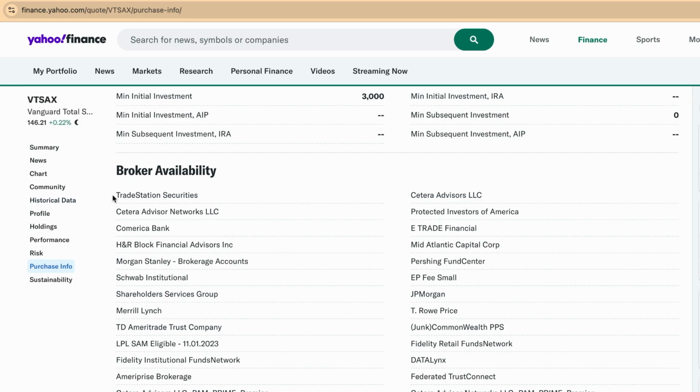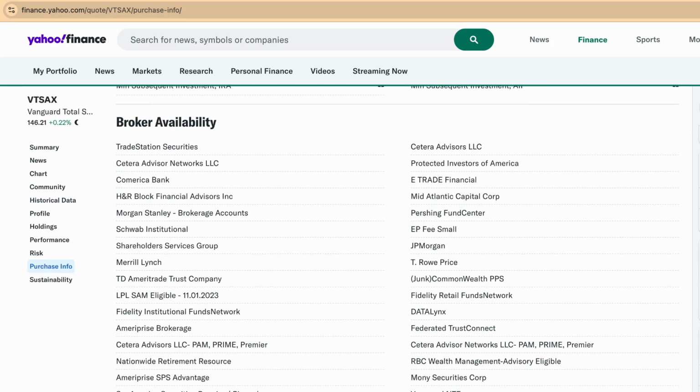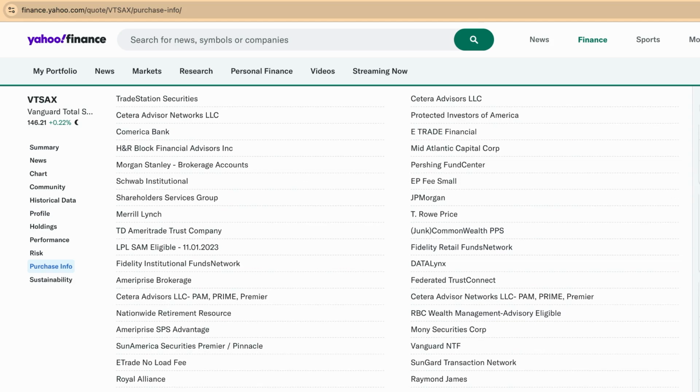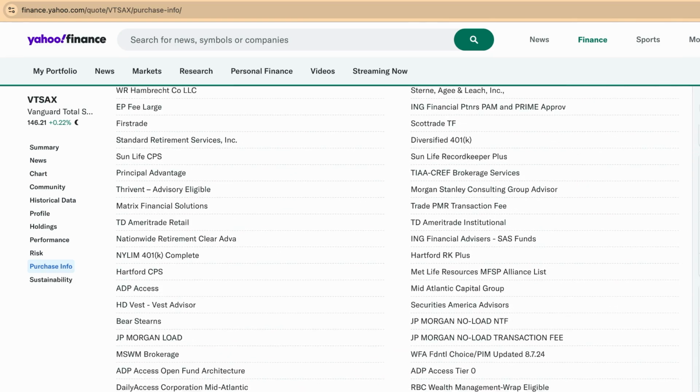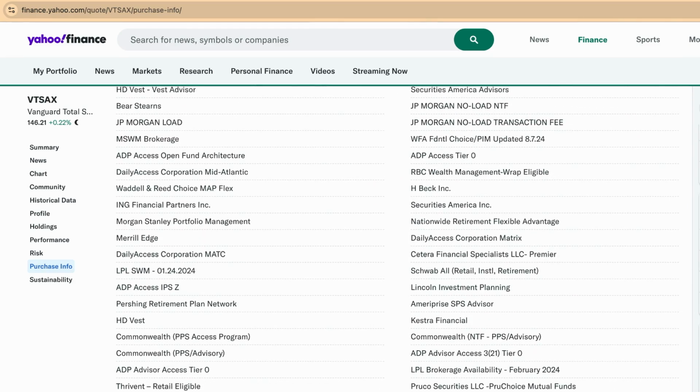So you'll see all of these companies. Some of these will be familiar to you. Maybe this is where your 401k is being held. Maybe this is what your company uses to hold retirement accounts. So you know that this fund is accessible to all of these companies. Now, if you do go directly to Vanguard, you most likely won't have to pay some of the extra fees that these other companies will charge you.